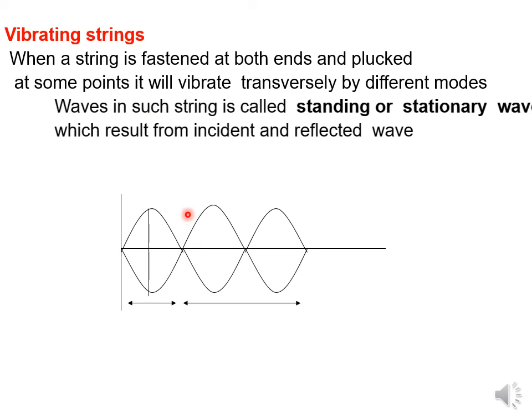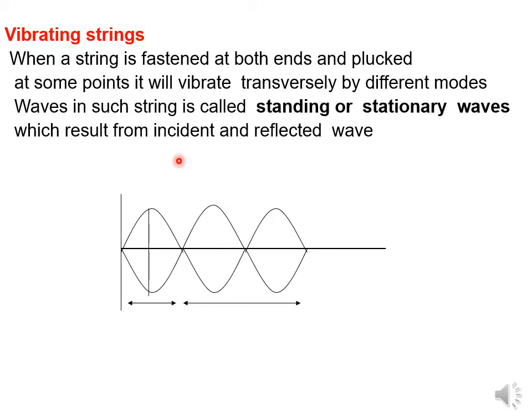Waves in such strings are called standing or stationary waves, which result from the incident wave plus the reflected wave. When they superpose each other, they produce a standing or stationary wave.